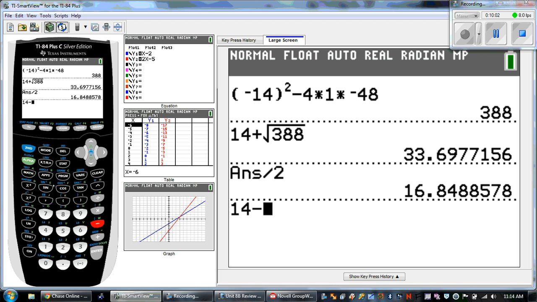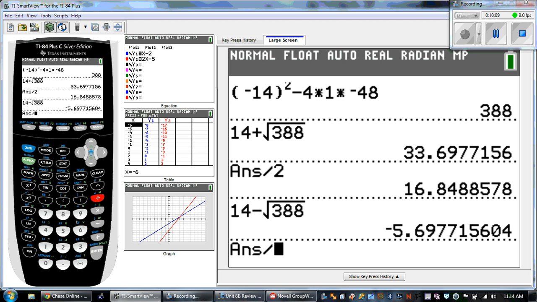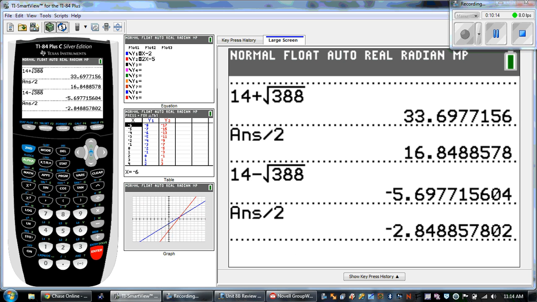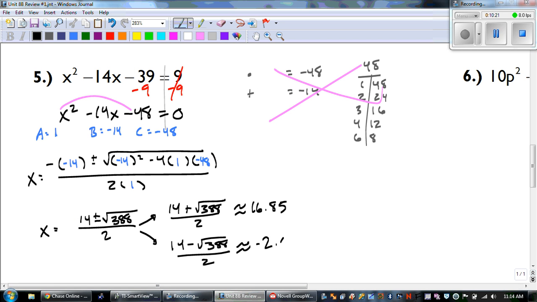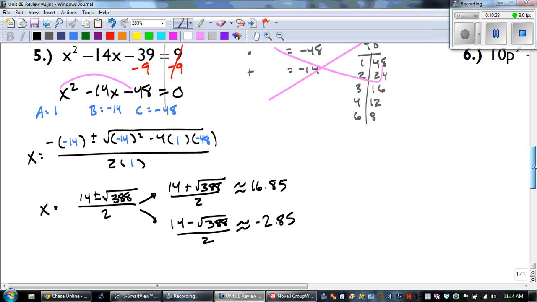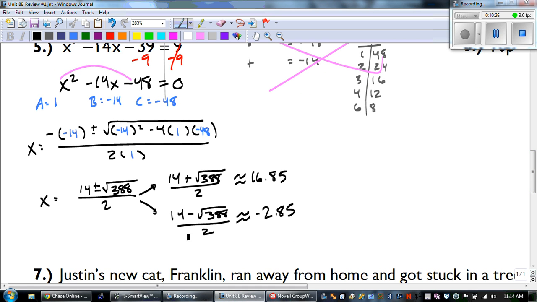Okay, so now we have to do the other one. Now I have 14 minus the square root of 388. Find out what that equals, and then I have to take that answer and divide it by 2. And I get negative 2.85. Good. So my final answer, x is equivalent, rounded, and then just put them in order: negative 2.85 and 16.85.